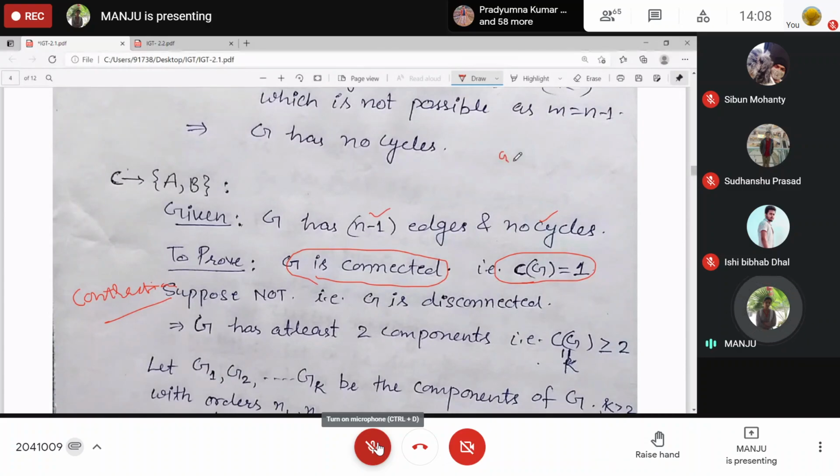G1 union G2. If there is only one component, then it will be connected, right? We have taken that G is disconnected means there are at least two components. It can be 3, it can be 4, and so on up to k, right? This k is greater than or equal to 2. Now, understood why I have taken this as k?